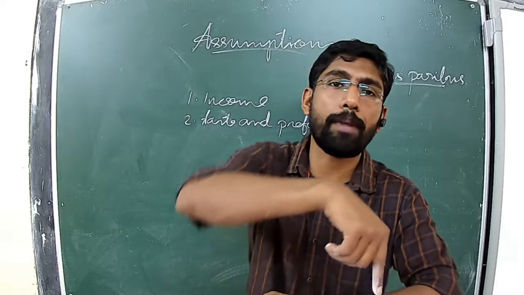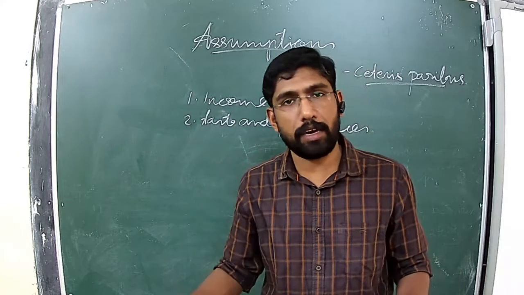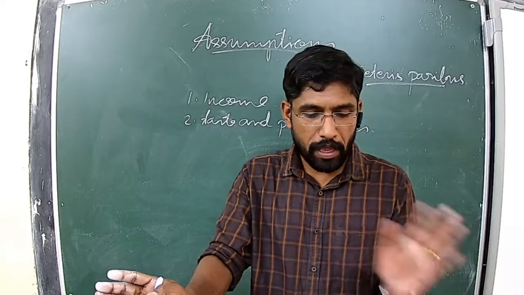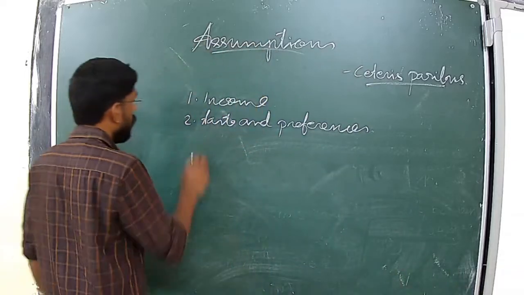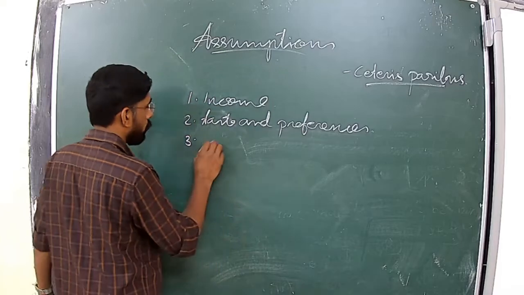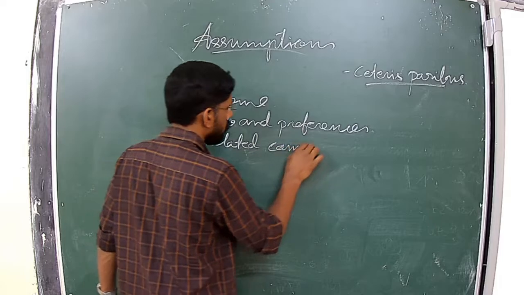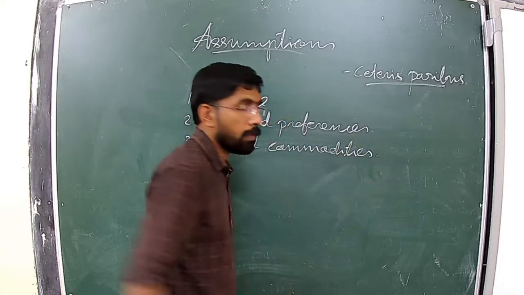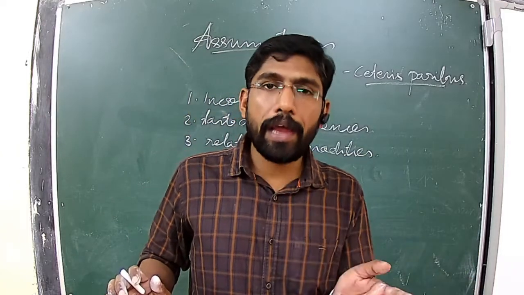So here we are talking about how the price of the commodity is affecting the demand of the commodity. So there should not be any change in the taste and preferences of the consumer. Then the third one is there should not be any change in the price of the related commodities.